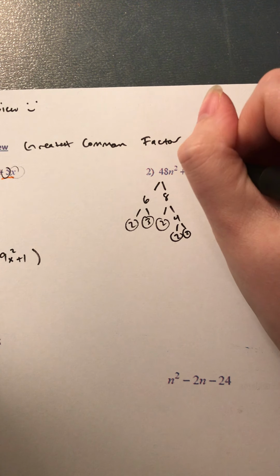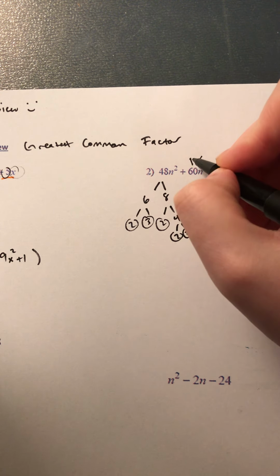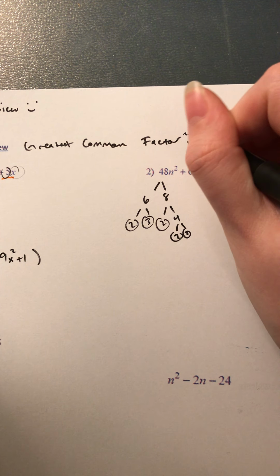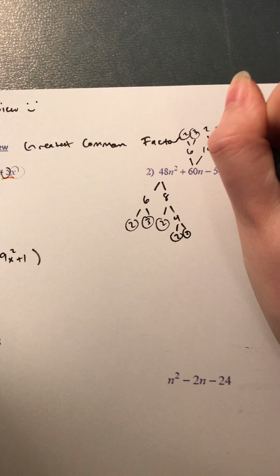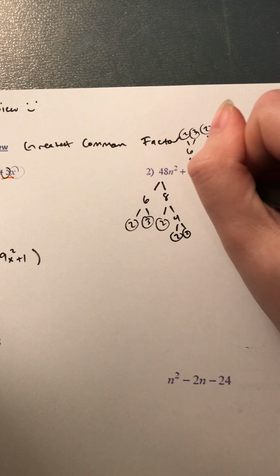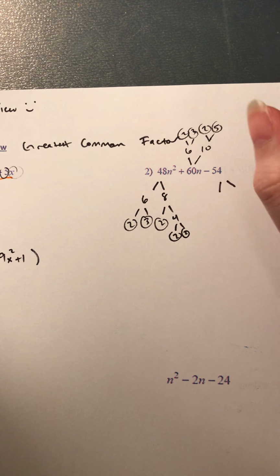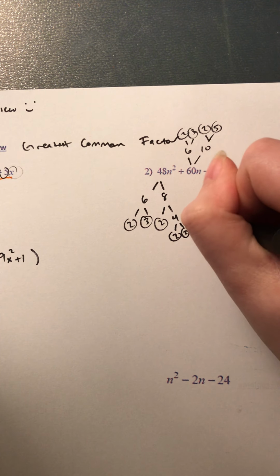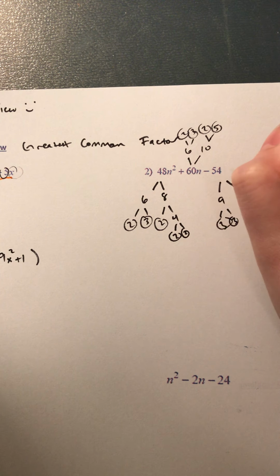All right, 60. I'm going to do it like up here so there's room. I'm going to go 6 and 10. 6 is 2 and 3. 10 is 2 and 5, both prime. And then 54. I'm going to go 9 and 6. 9 is 3 and 3. 6 is 2 and 3.